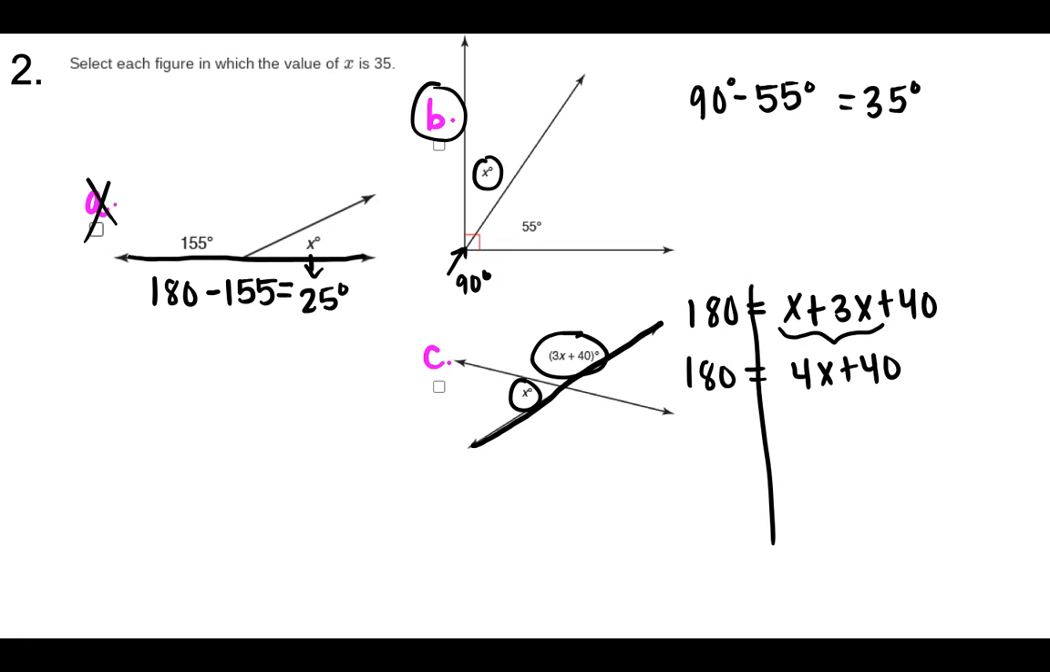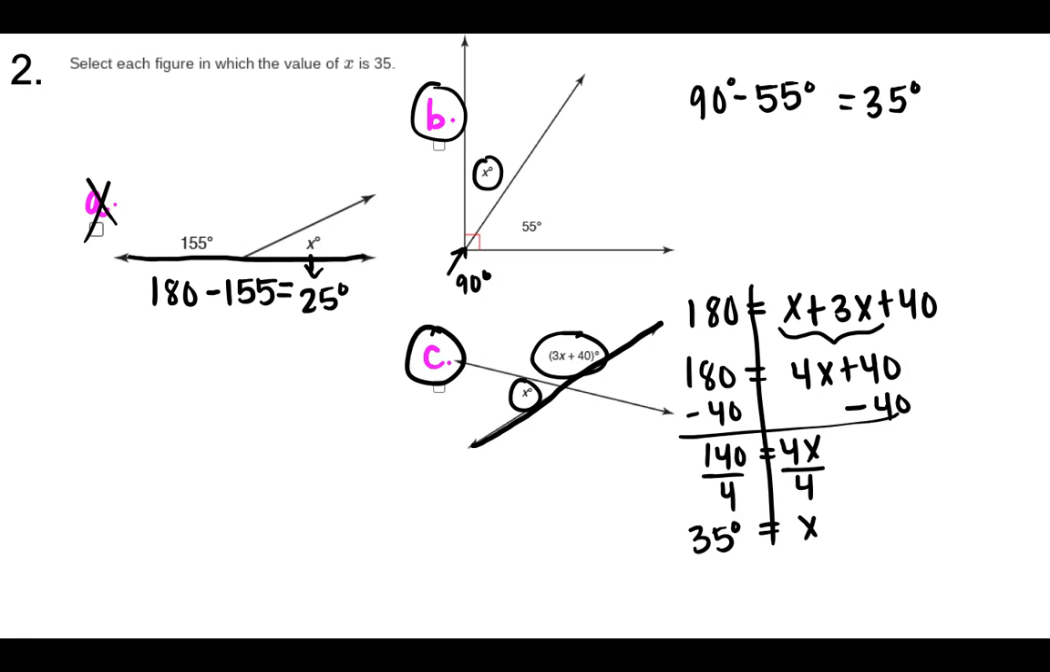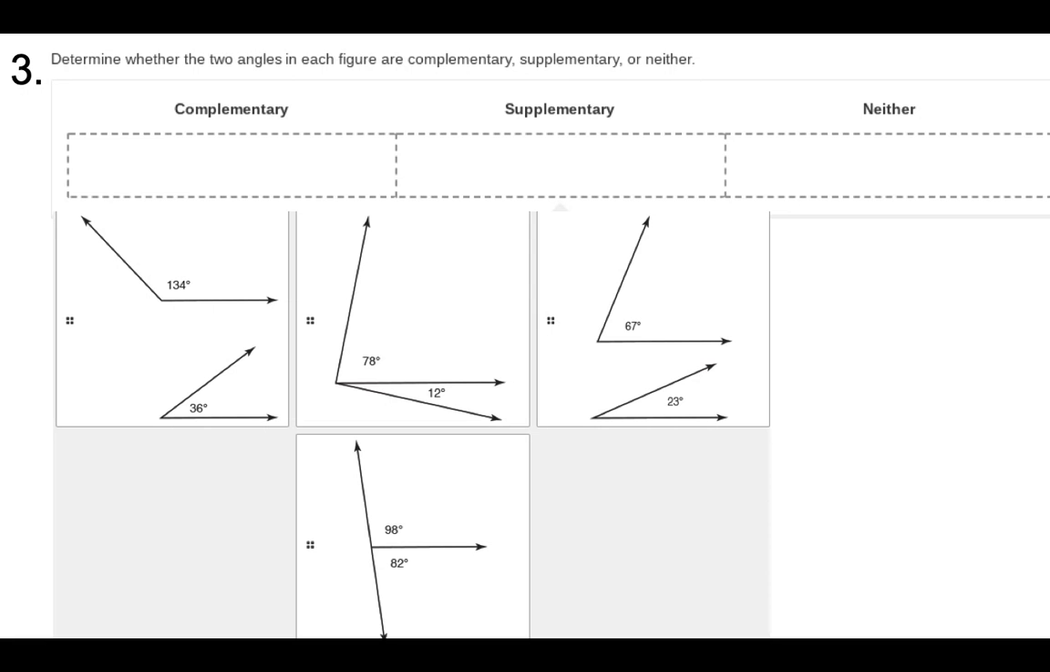And then from there, it's just a two-step algebra equation. So first, we're going to subtract 40 from both sides. And that's going to give us 140 equals 4x. And then finally, we're going to divide both sides by 4. And that's going to give us x equals 35 degrees, which, again, that's what we want. So the answers are B and C. Okay, those are the figures in which the value of x is 35. So make sure you have this written down and let's move on.